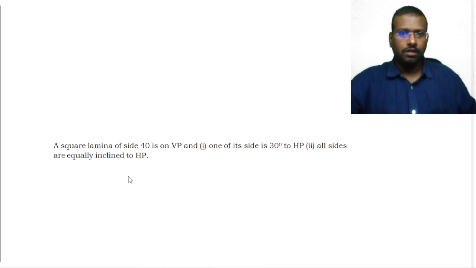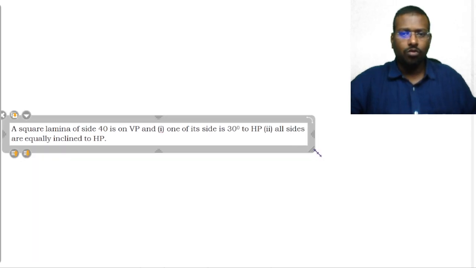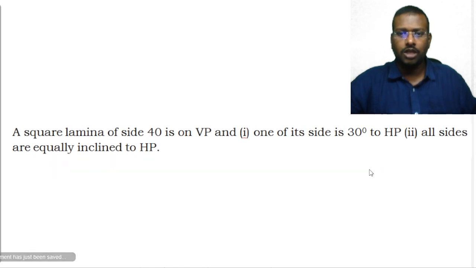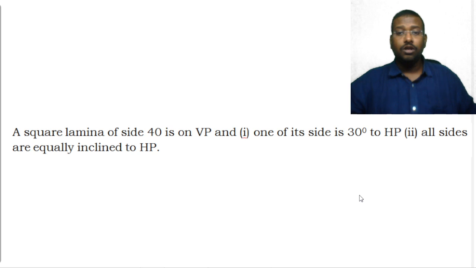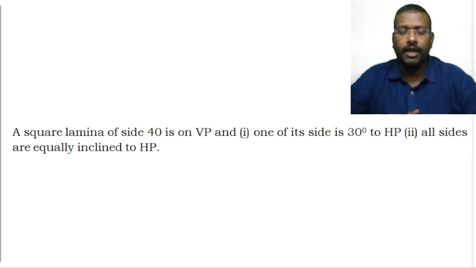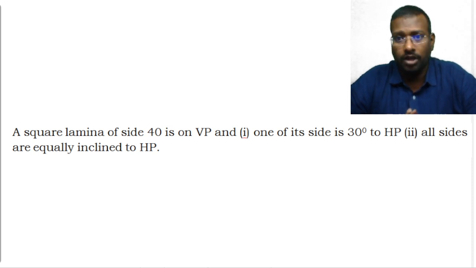So let us consider the question is given like this. Not now, after completing it you do it, and if you have doubts ask me. You can send it in the comment box, contact me, and I can tell you whether it is right or wrong. A square lamina of side 40 is on VP. Two questions they asked. If one of its sides is 30 degrees to HP, what is the diagram? If all sides are equally inclined to HP, how can we get it? You try, my dear friends.